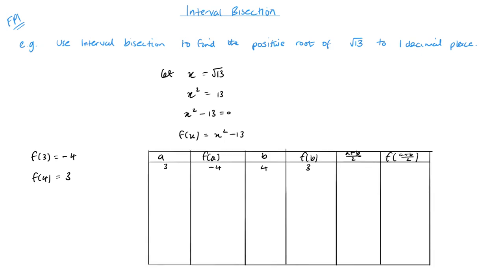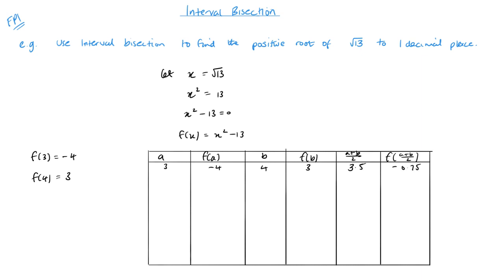I've just created a table to make things a little bit easier, and I filled in the values I've done already between 3 and 4. Now I need to find the midpoint of these two. It's obvious, but adding them together and dividing by 2 will also give me the midpoint. So 3 plus 4 is 7, divided by 2, 3.5. Then I put 3.5 into my f of x to see what the answer is, and that gives me minus 0.75.